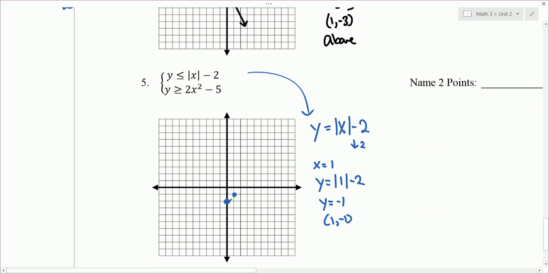Should it be dashed or solid? Well, our inequality sign contains an equal sign in it, so it is going to be solid, which is telling us everything on this line is also a solution to that inequality. And we're going to shade below.